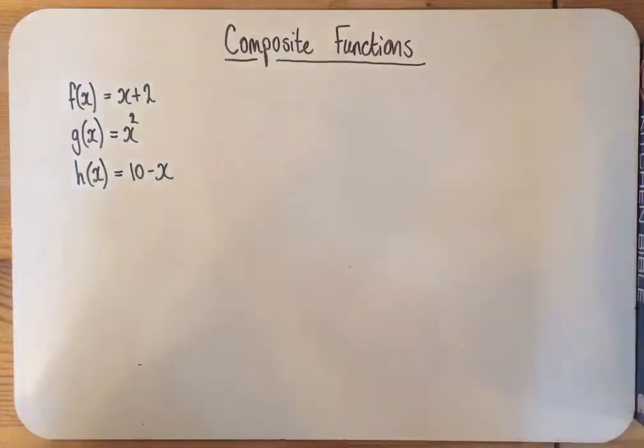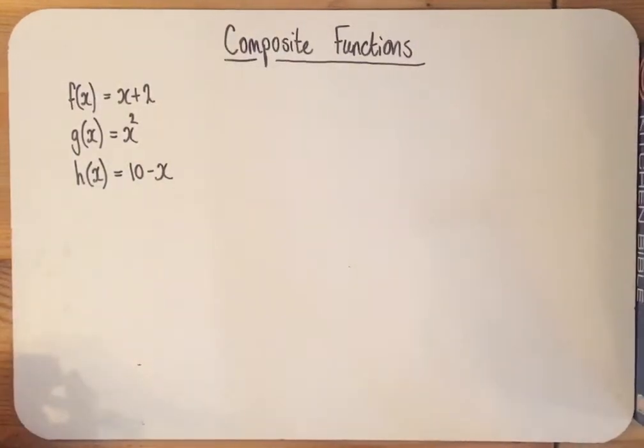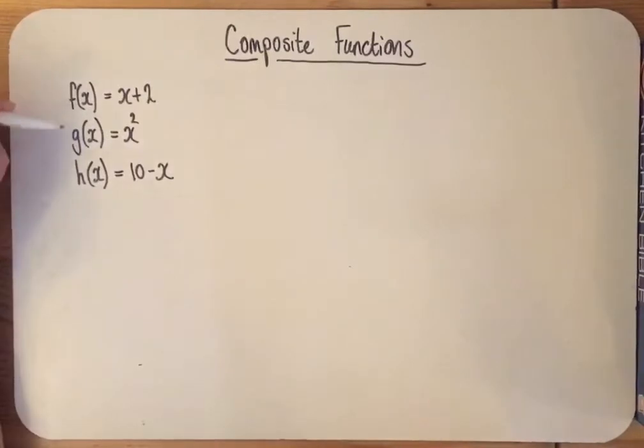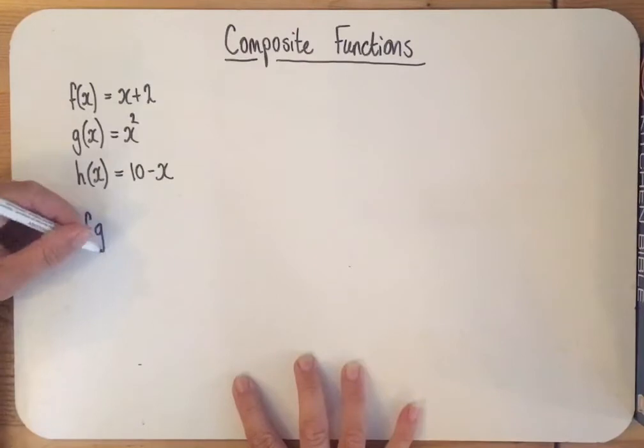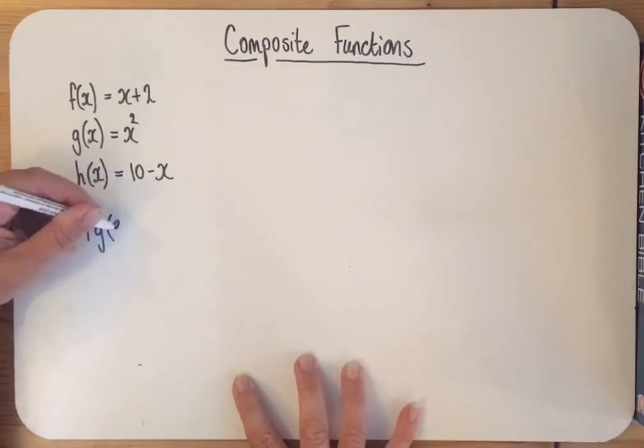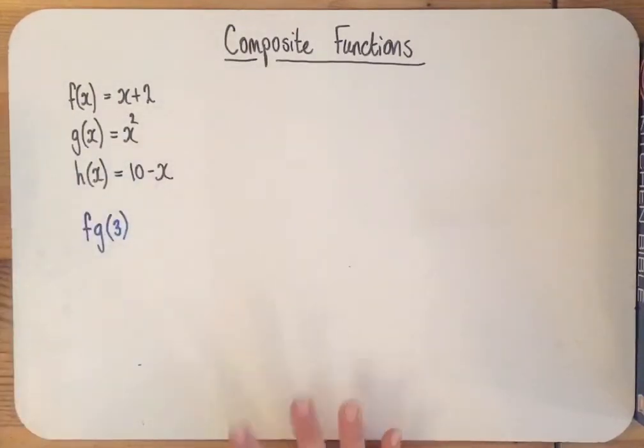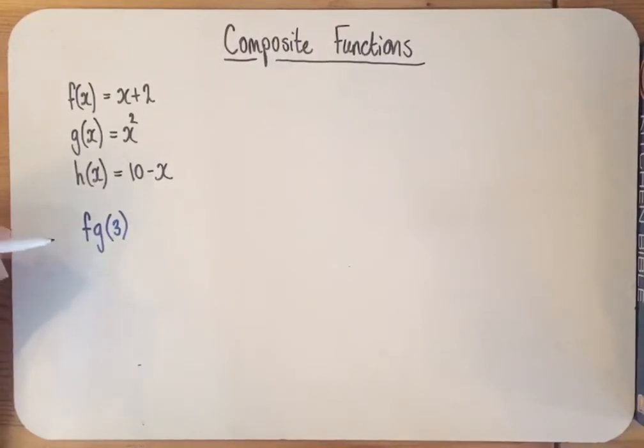Okay, this clip is about composite functions. So I've got three functions, f of x, g of x, h of x, and we're going to look at applying one followed by the other. So for instance, we can look at doing fg of 3. You need to get this notation right.